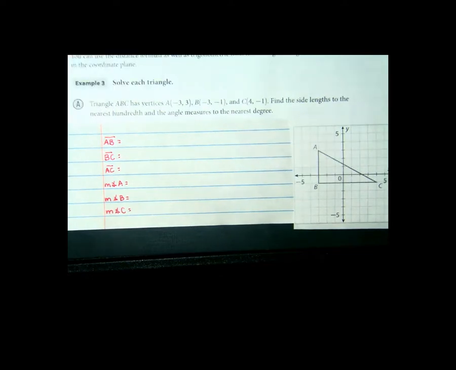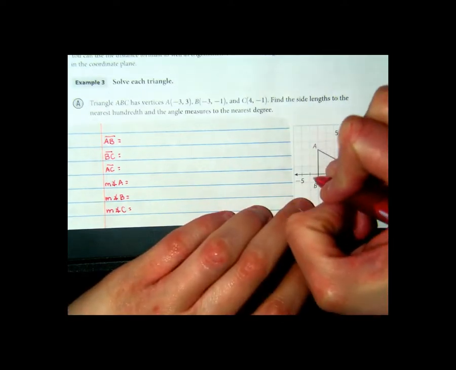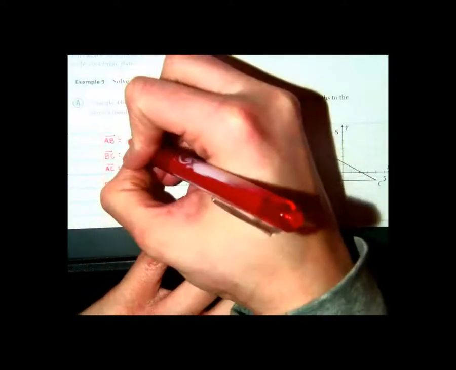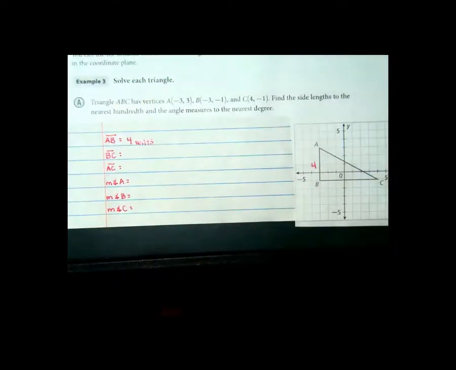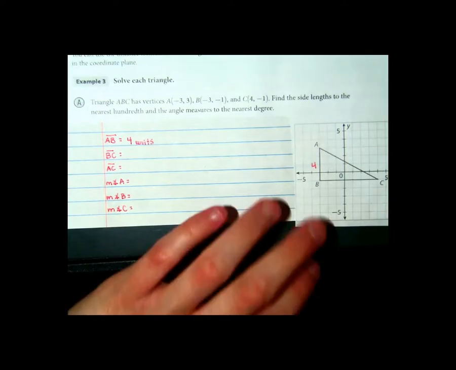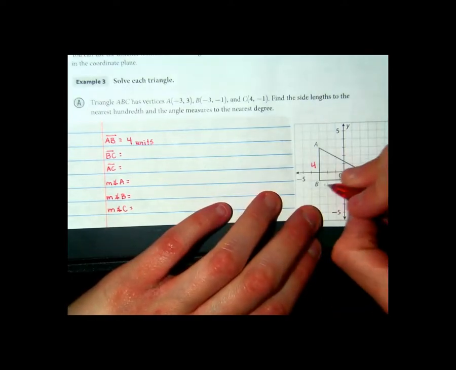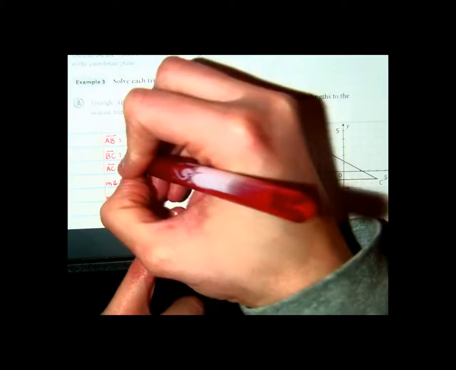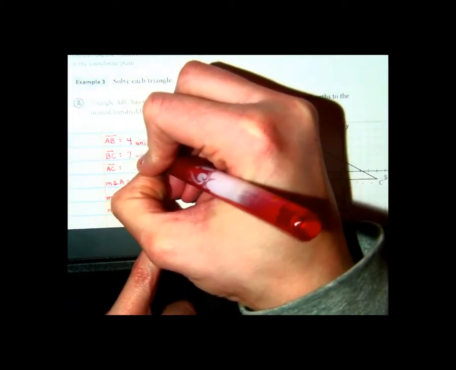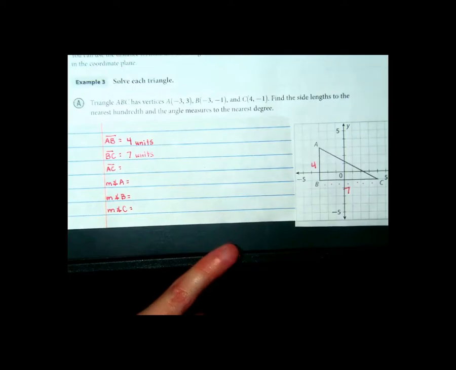What do you think will be really quick to find? AB and BC. How are we going to find those real quick? Count. AB is 1, 2, 3, 4. 4 units. Okay. What else? BC, 1, 2, 3, 4, 5, 6, 7. 7 units. Somebody said there's something else that's easy to find.